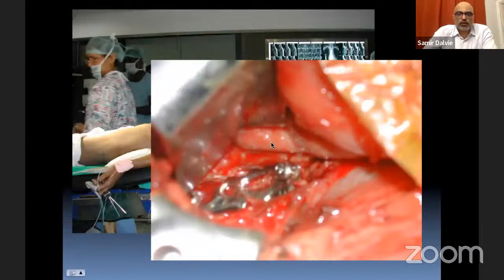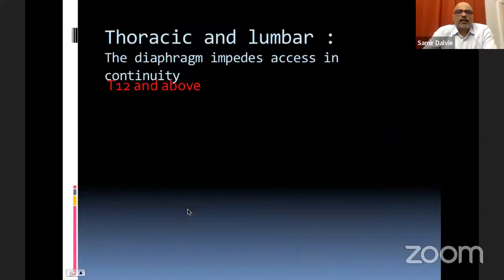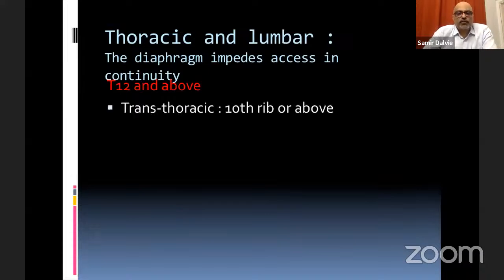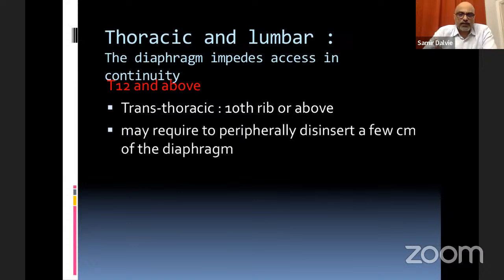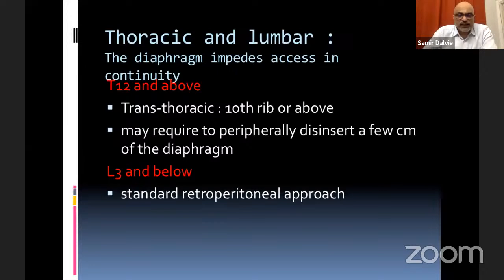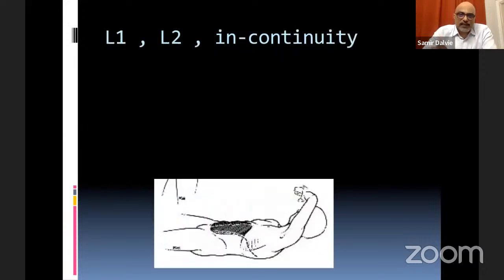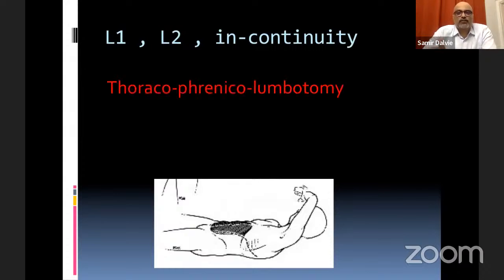This is the esophagus pushed on one side, and this is the prevertebral fascia, and this is a plate which is put there. The other junction, the thoracolumbar junction, is a problem. If it is above T12, you can do a transthoracic approach or a thoracotomy through the 10th rib. But if it is L3 and below, you do a retroperitoneal approach, which again is a standard approach. You cut the muscles in 3 layers and put the pleura and the peritoneum in front and reach the spine. But if it is L1, L2 or in continuity, you have to do this fancy sounding procedure.